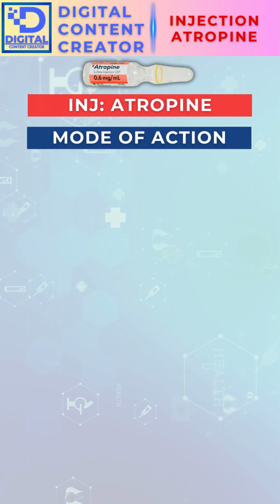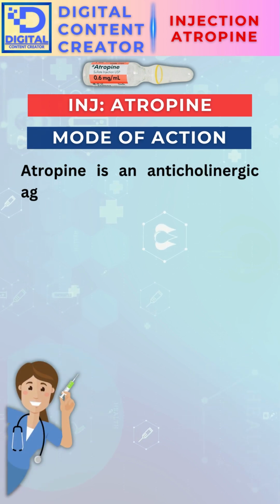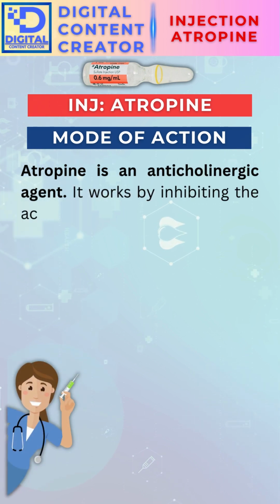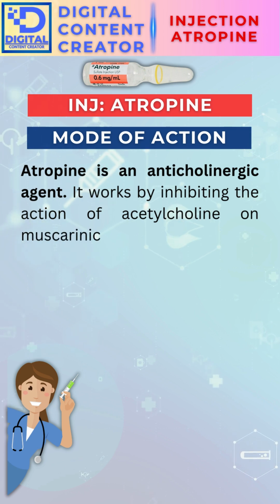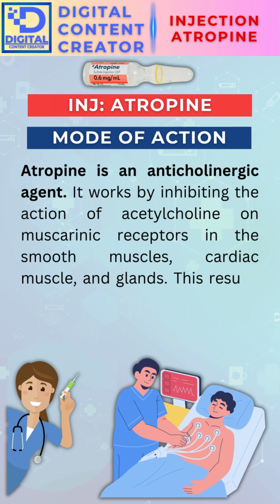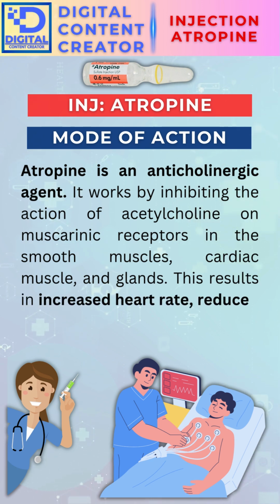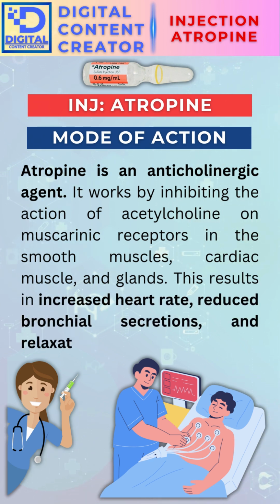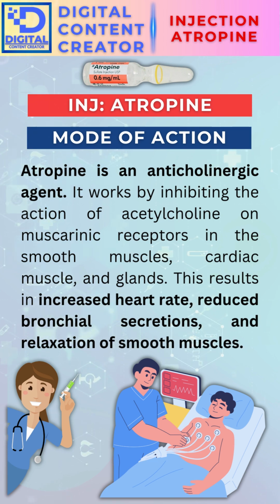Mode of action. Atropine is an anticholinergic agent. It works by inhibiting the action of acetylcholine on muscarinic receptors in the smooth muscles, cardiac muscle, and glands. This results in increased heart rate, reduced bronchial secretions, and relaxation of smooth muscles.